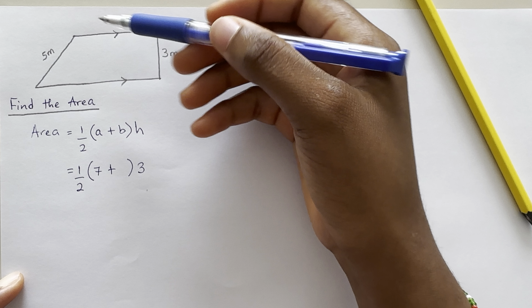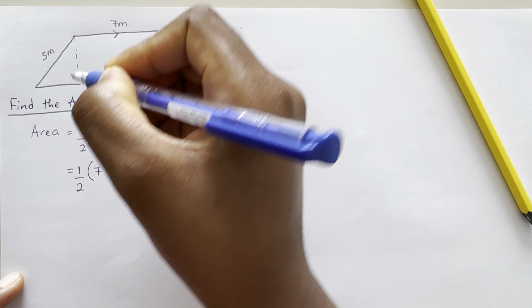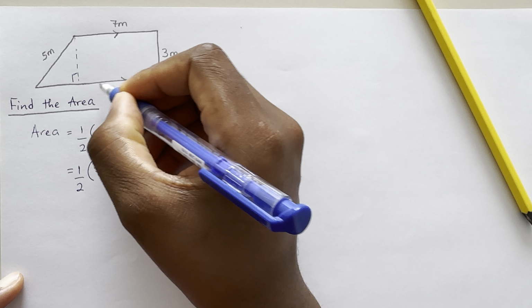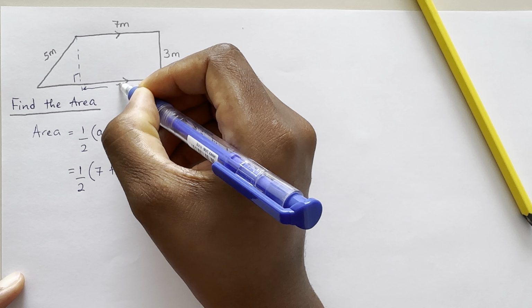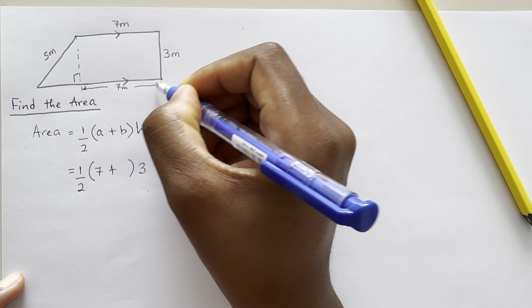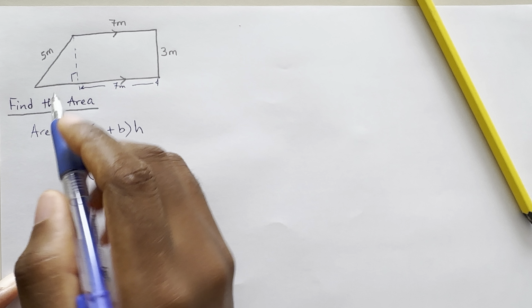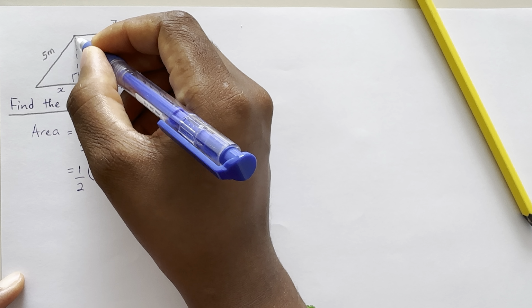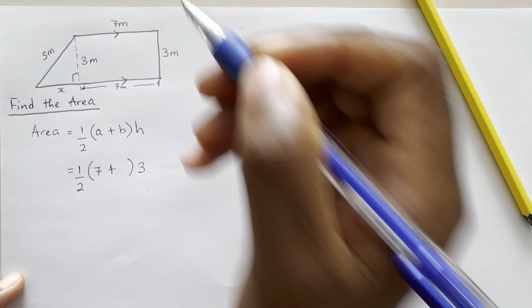So now if you see over here, if we do like this, this is now a right angled triangle. So from here it's 7 meters, right? But here we don't know what it is, so we are going to call it X. And this distance, we know it's the same as this one, so it's 3 meters as well.